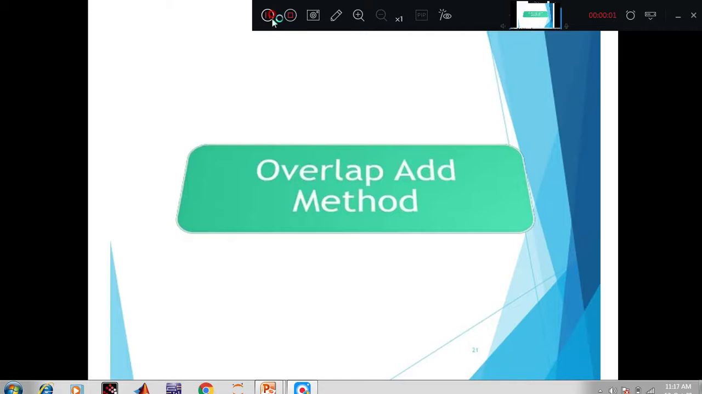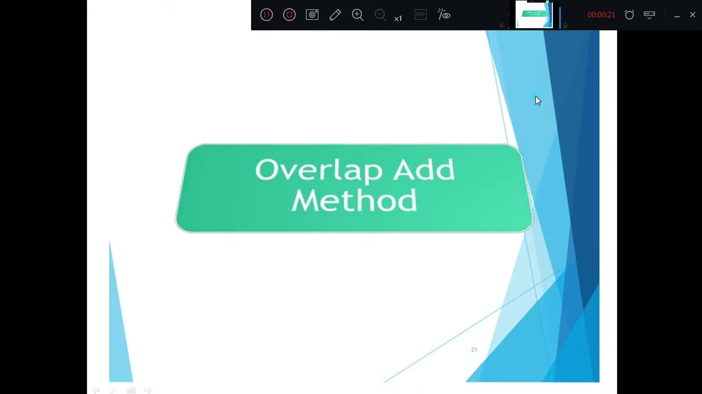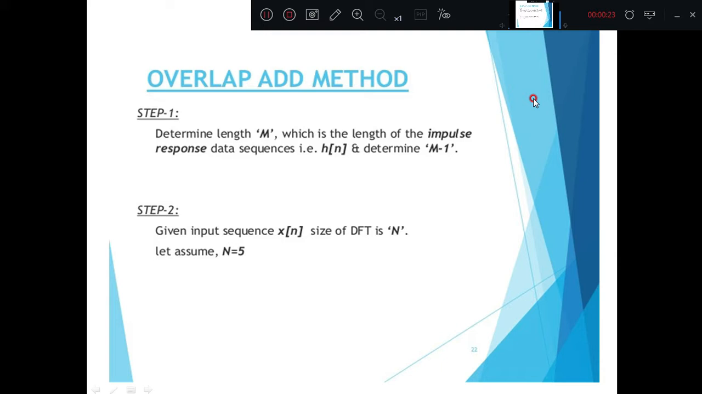Students, in this video we will study the second method of filtering a long data sequence, that is the overlap add method. If you understand the overlap save method properly, then it is very easy to understand the overlap add method. So here the procedure is very simple. Again, there are a few steps which are similar to the overlap save method.